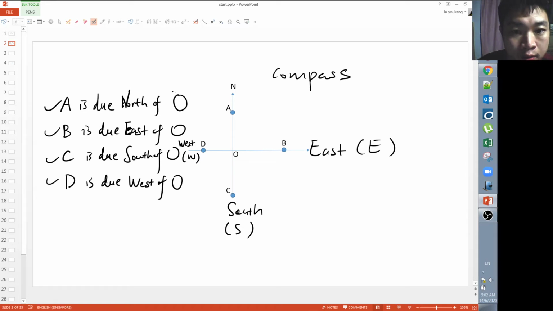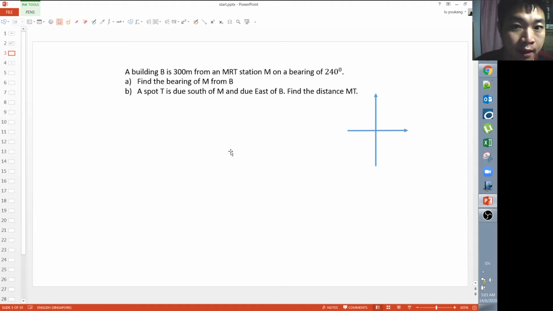So this is your north, denoted by your capital N, and over here is your south, denoted by your capital S, and this is your east, denoted by your capital E, and over here is your west, denoted by your capital W, and O here is the center. All right, so let's move on. You'll see this example here.